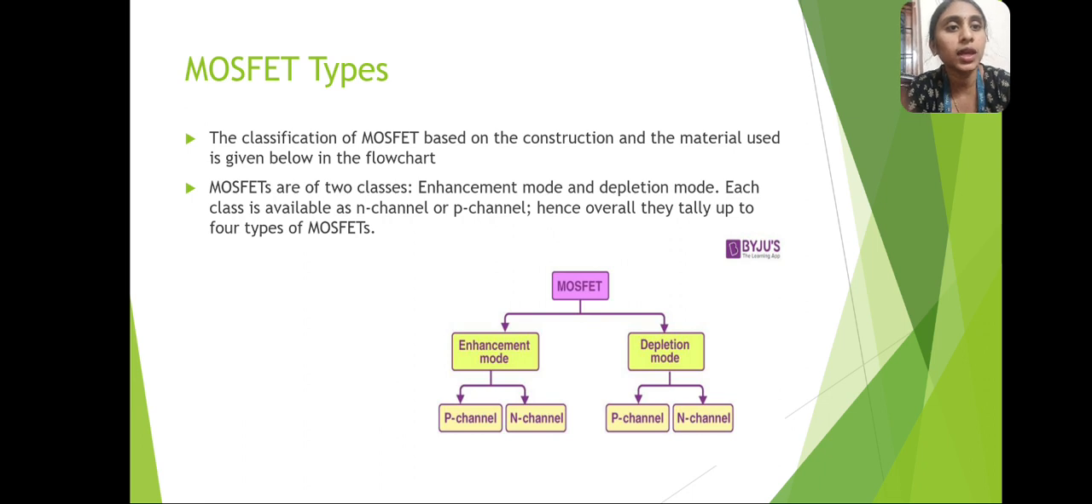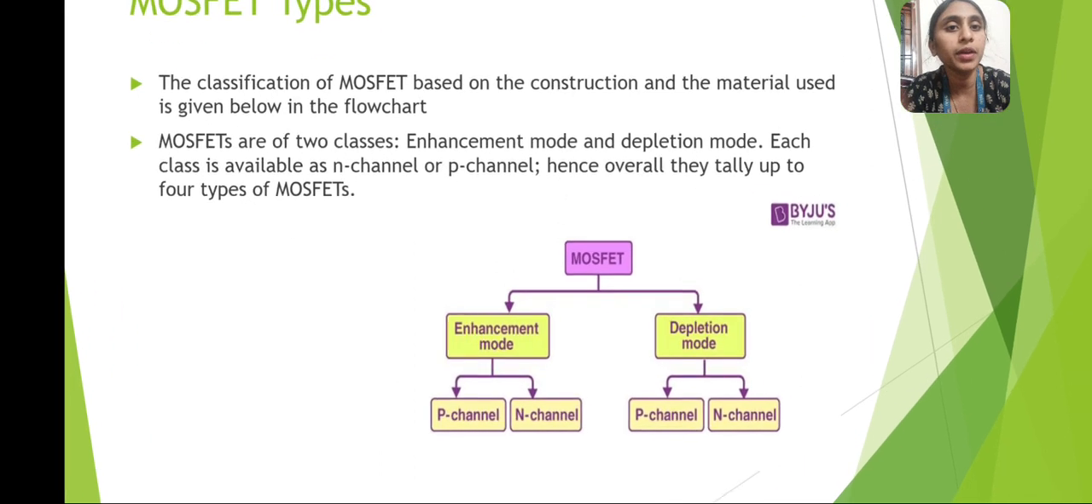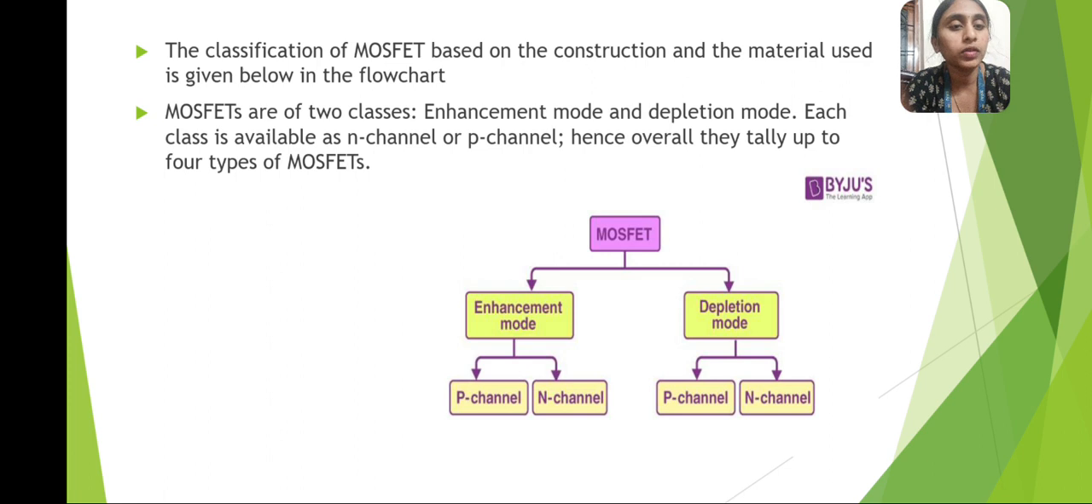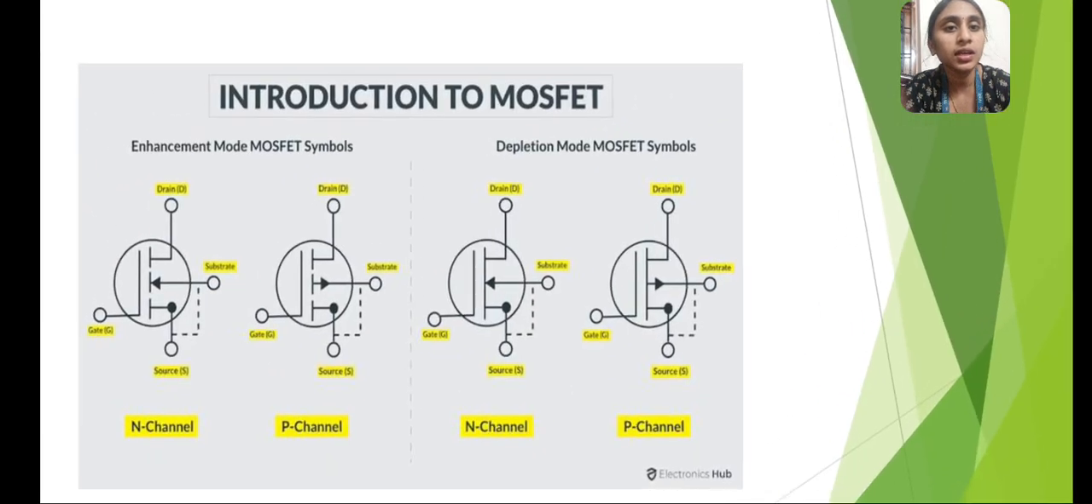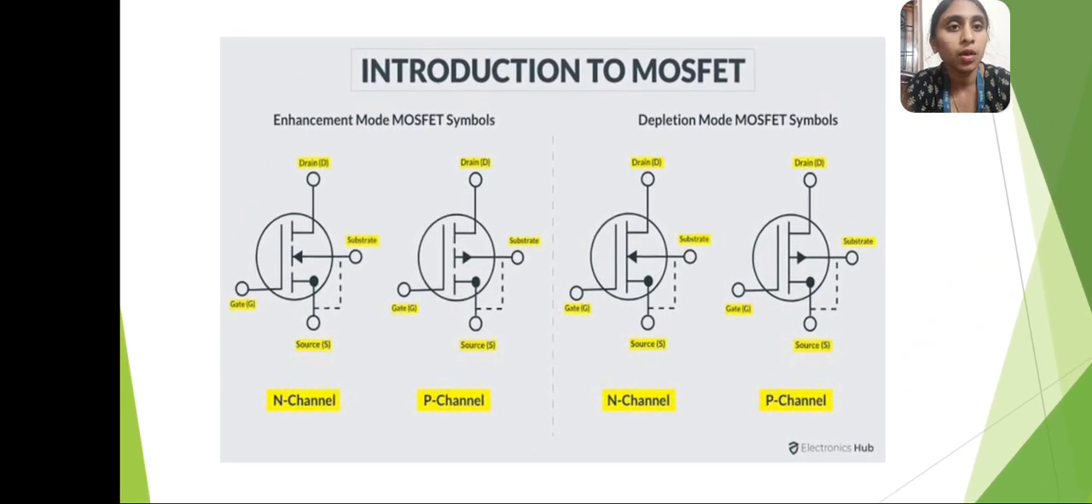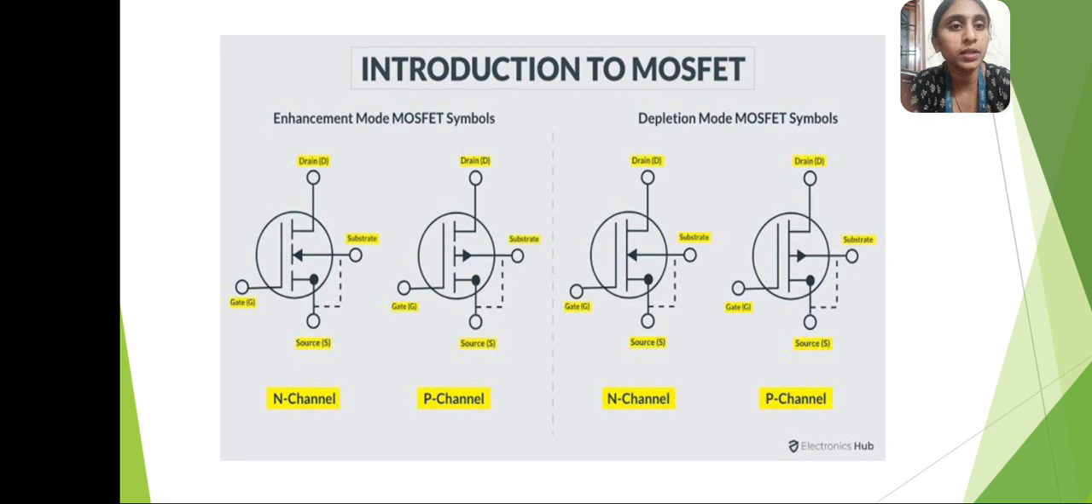Hence, overall, they are tallied up as four types of MOSFET. MOSFETs are divided into two modes: enhancement and depletion. In enhancement, there are P type channel and N type channel. In depletion, there are P channel and N channel. Here we can see the construction of enhancement mode and depletion mode.